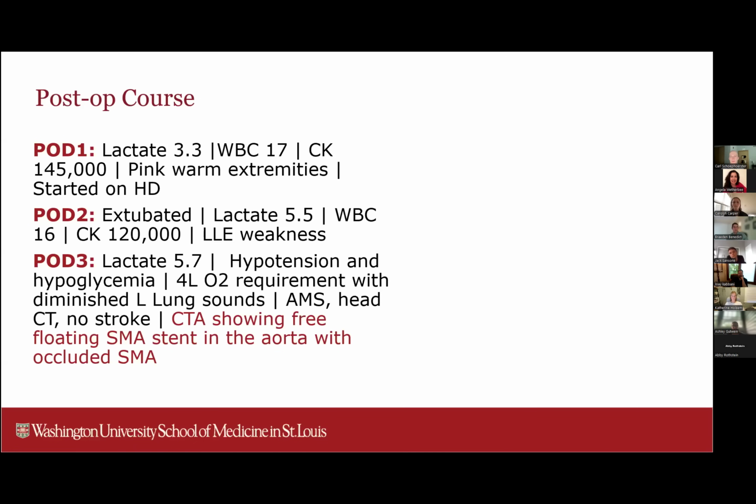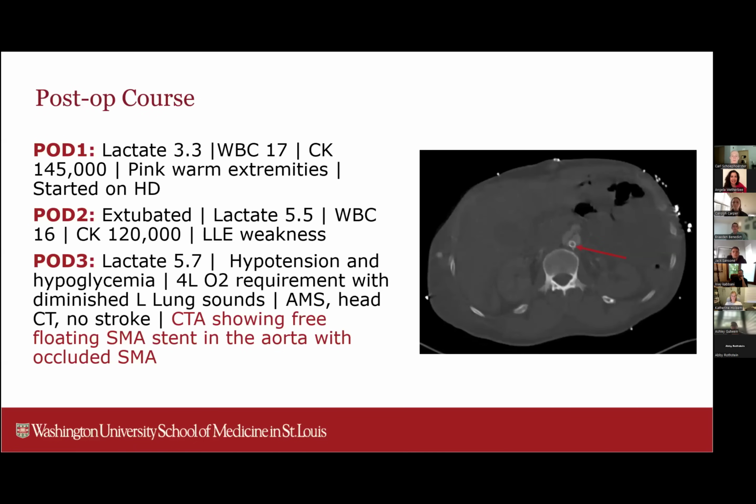CT showed that the SMA stent, which had been placed, had actually been dislodged and was now sitting in the aorta, possibly held in place by the dissection flap, which was still present since that had not been repaired. So we think what happened was it was basically hanging too far out into the aorta, and then essentially did a 180 and flipped out with the side that was proximal now distal in the aorta. So obviously this is a big problem. This SMA is no longer being perfused.